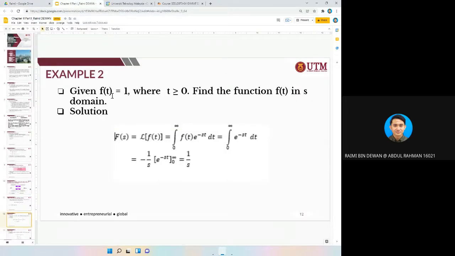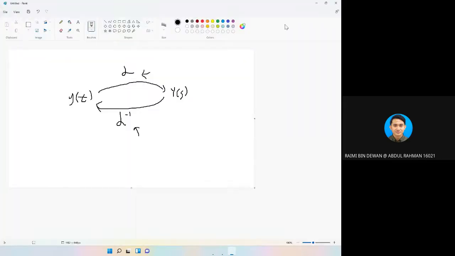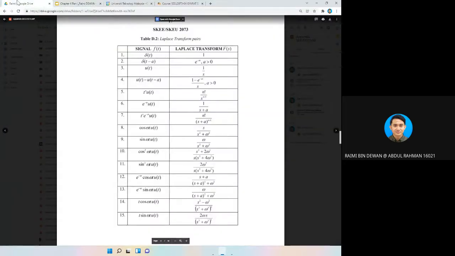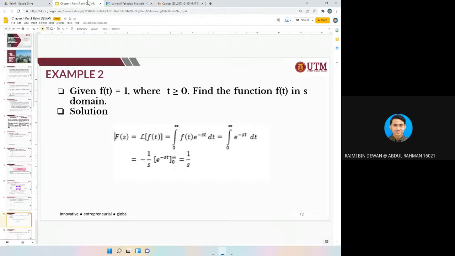So you see here, given f(t) equals 1 where t is greater than 0. This one actually looks like a unit step, am I correct? Because we only have a value of 1 for t greater than 0. So this is actually like a unit step. If you see a unit step in the table here, it is equal to 1 over s. So it is similar to the solution here.